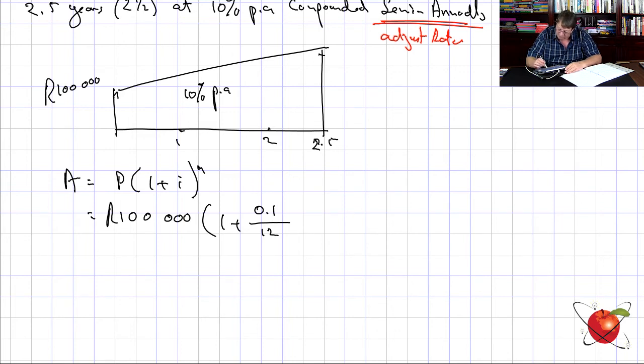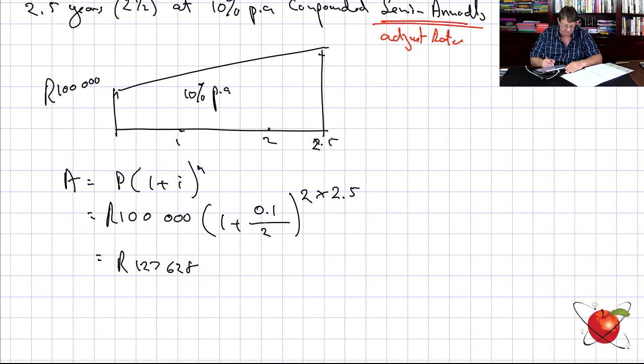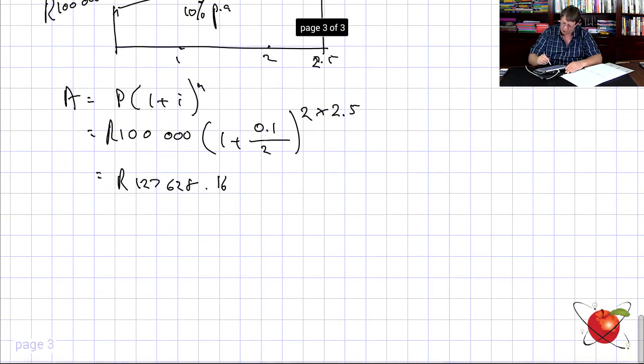So it's going to be equal to, just let me, I don't know why I put a 12 there. And we say it's going to be 2 to the power of 2 times 2.5. My final answer is 127,628.16. Well, hold on. Next question.